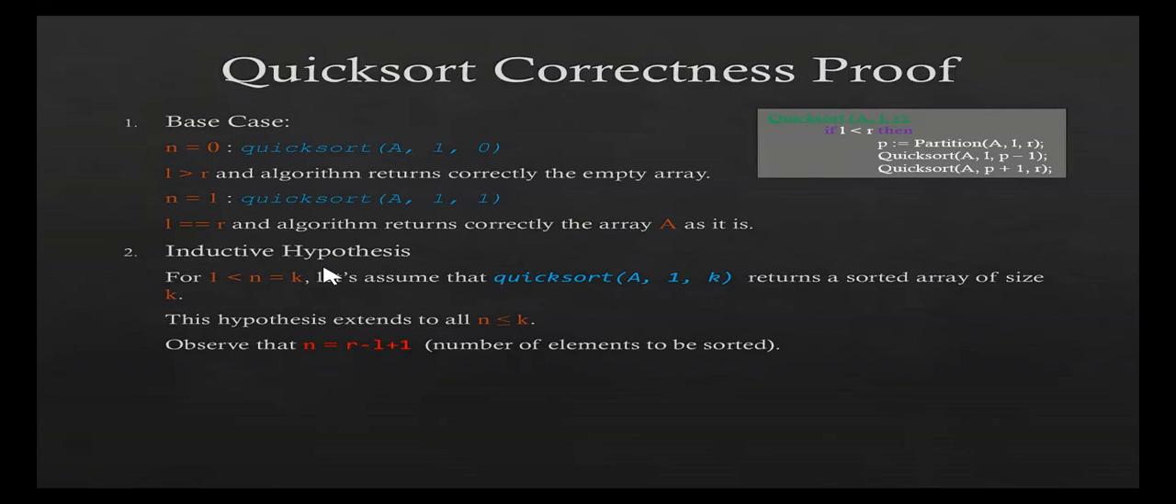So it returns a sorted array of size k. We are assuming that the quicksort works perfectly and returns a sorted array of the size k. That means this hypothesis extends to all n smaller than or equal to k. That means k must be greater than n, right?